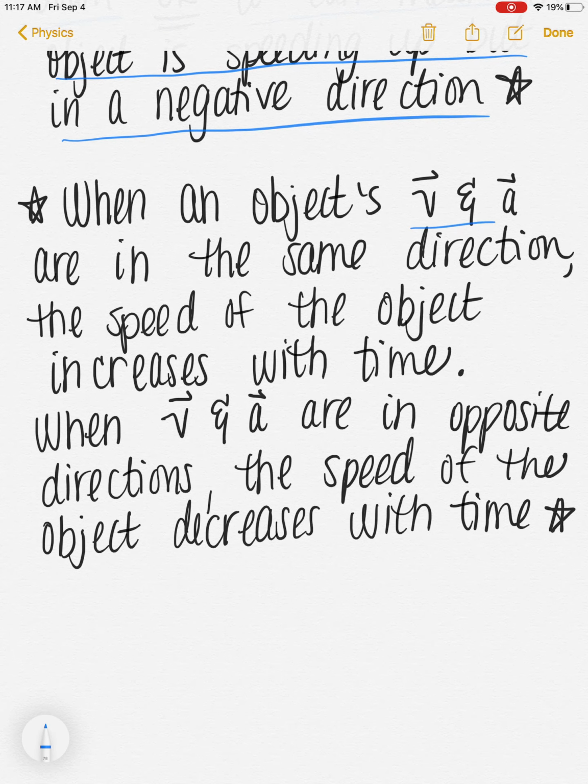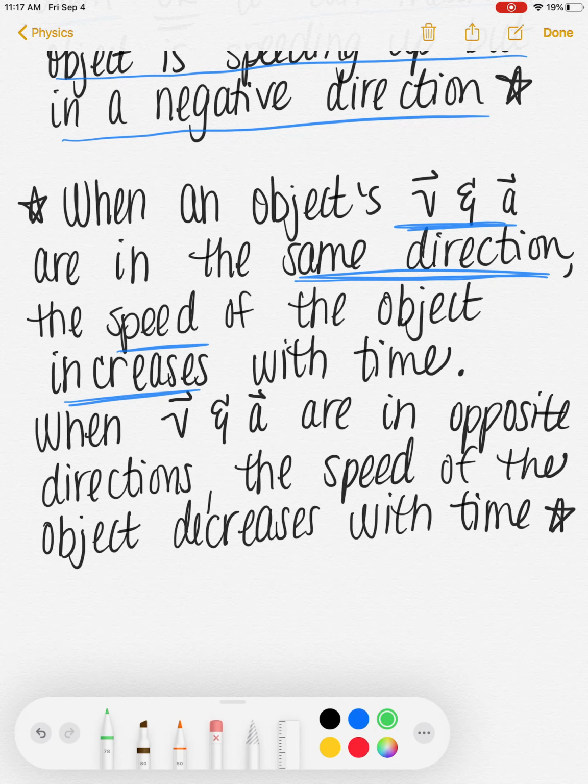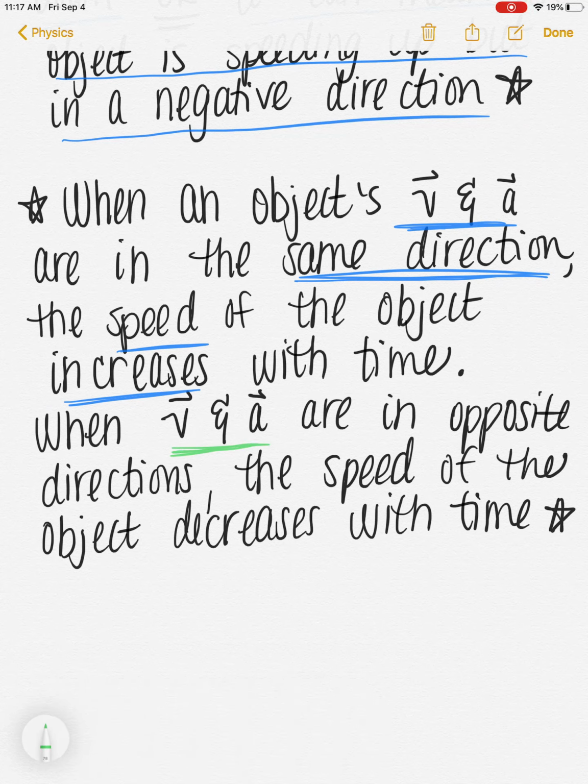The other statements that I want to discuss are when an object's velocity and acceleration are in the same direction, the speed of that object will increase with time. If you are in a car moving in a forward direction, you press on the accelerator, the gas pedal, it's going to move you forward and you will speed up. Now, the second caveat is when velocity and acceleration are in opposite directions, the speed will decrease over time. How in the world does that happen?